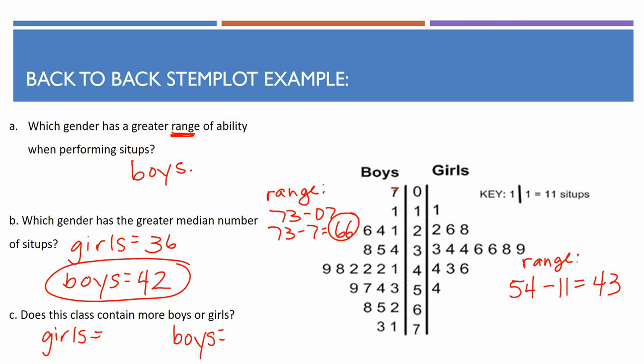I'll do boys first. 1, 2, 3, 4, 5, 6, 7, 8, 9, 10, 11, 12, 13, 14, 15, 16, 17, 18, 19, 20, 21, 22, 23. So there's 23 boys. You can probably eyeball that it might look like there's more boys, but let's just double check. So girls. Remember, one girl did 11 sit-ups, so there's one person. One girl did 22 sit-ups, so 2, 3, 4, 5, up to 15. Did I count that right? Yeah, 15. So, does it have more boys or girls? It has more boys.